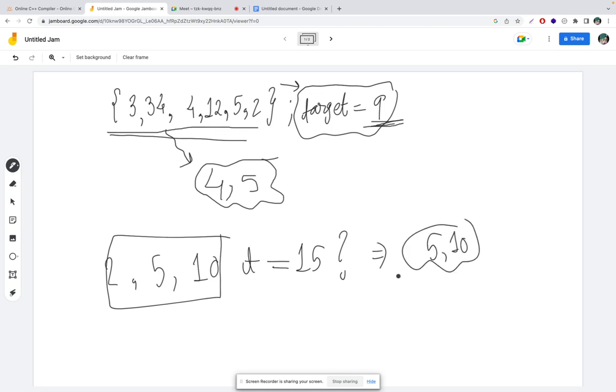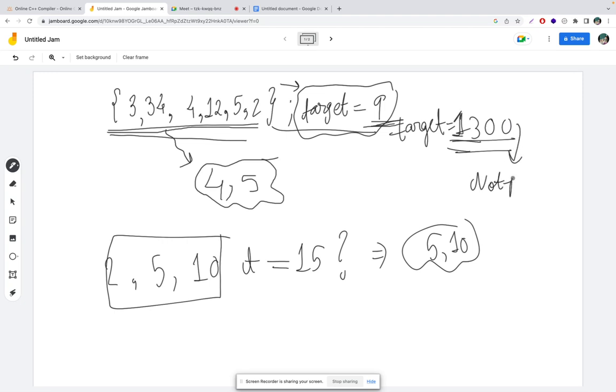What if the question was for this array, target sum 13? Yeah, target sum 13. Okay, just ignore 13, say target sum 1300. So we say it is not possible. Got the answer? The answer is always yes or no.